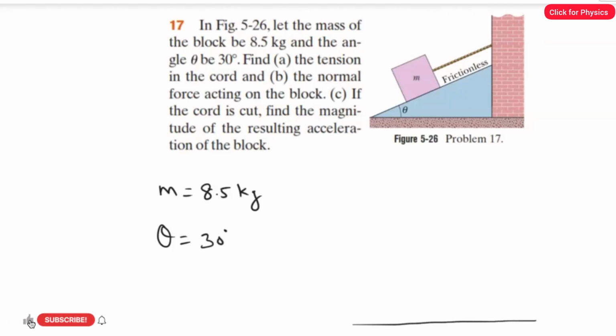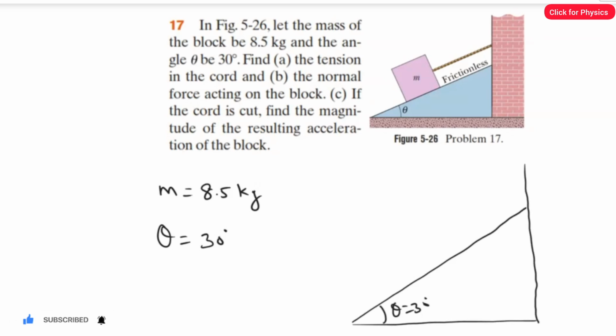So here we have a block on the inclined plane, and the angle here they mentioned as 30 degree. The block is kept on the inclined plane, and this block is attached by using a string or cord to the wall. The mass of the block is 8.5 kilogram, and this block is tied by a string or a thin wire to the wall. And we have to consider the surface between the block and the inclined plane as free from friction.